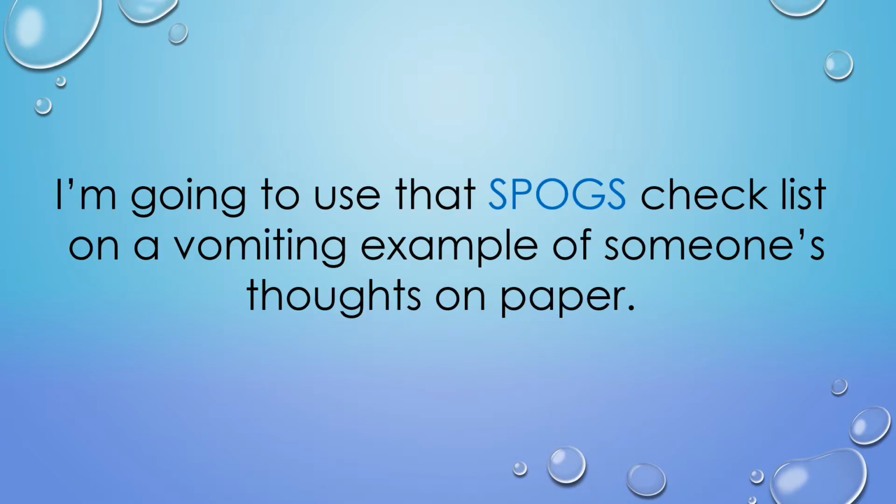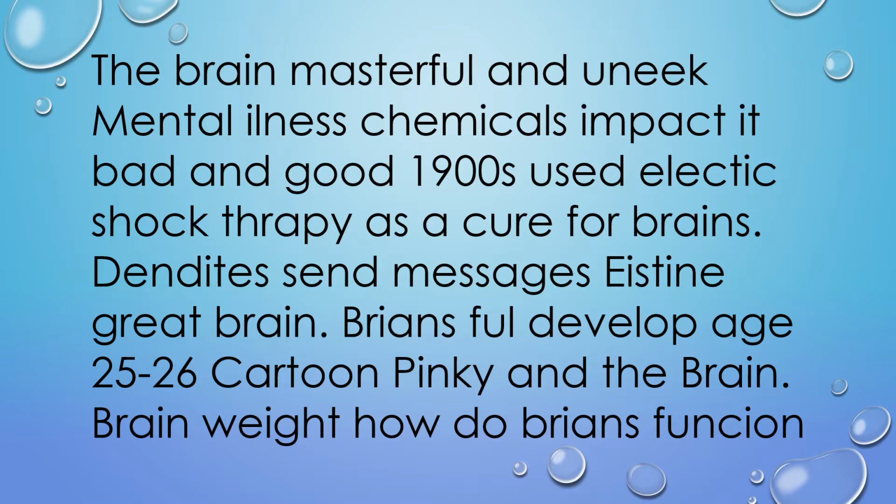I'm going to use that SPOGS checklist on a vomiting example of someone's thoughts on paper. The brain, masterful and unique, mental illness, chemicals impacted, bad and good, 1900s use electric shock therapy as a cure for brains. Dendrites send messages, Einstein, great brain. Brains fully develop, age 25-26, cartoon Pinky and the Brain, brain weight, how do brains function?